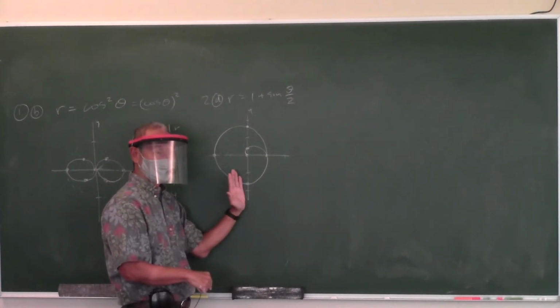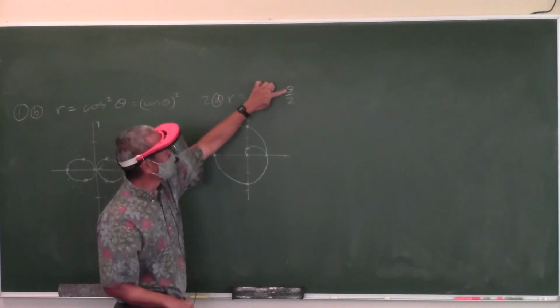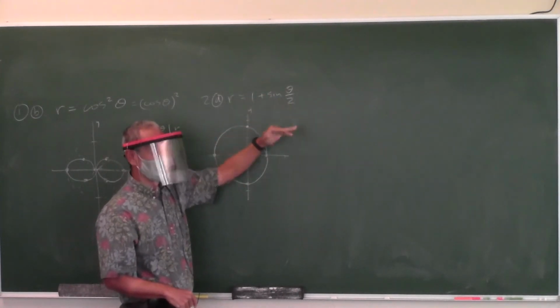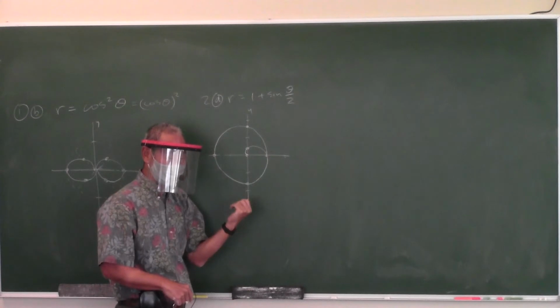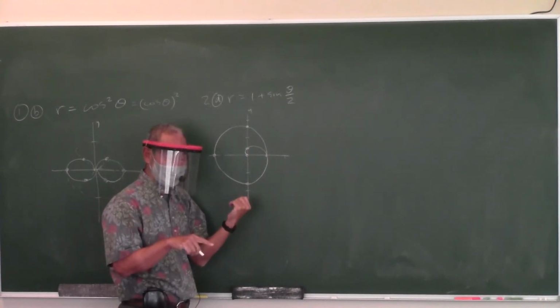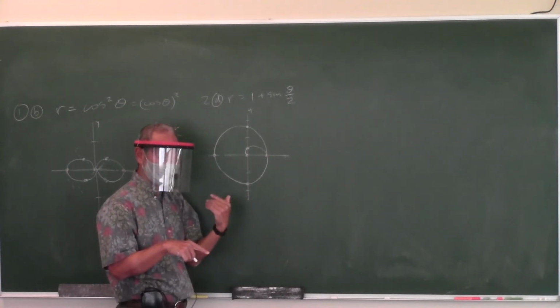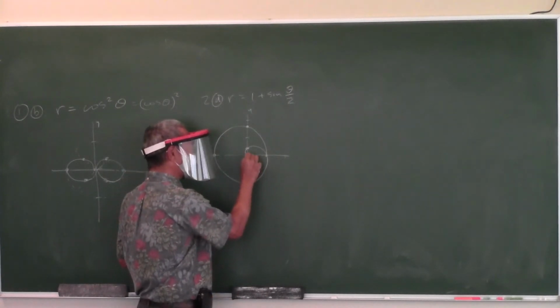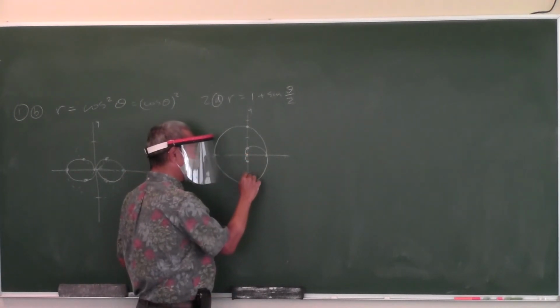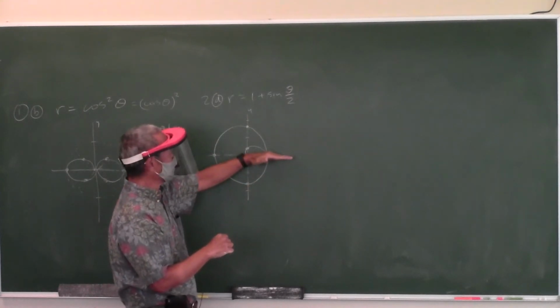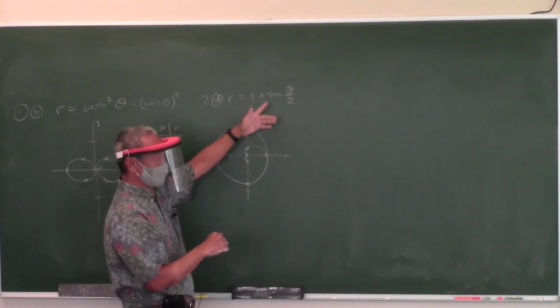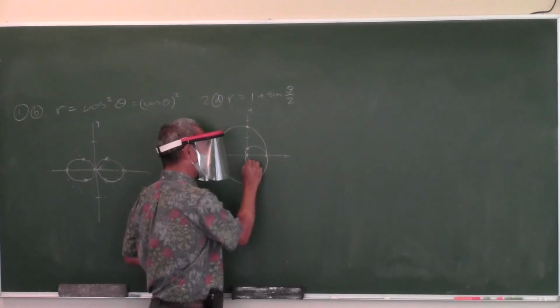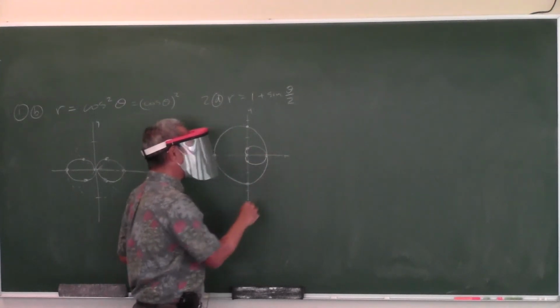7 pi over 4. Sine it. Negative root 2 over 2, or negative 0.7 plus 1. So it's going to be 0.3 again. So it's going to go from 0 to 0.3, and then finally 4 pi. 0 plus 1, 1. So it's going to go from 0.3 to 1, and there you go.